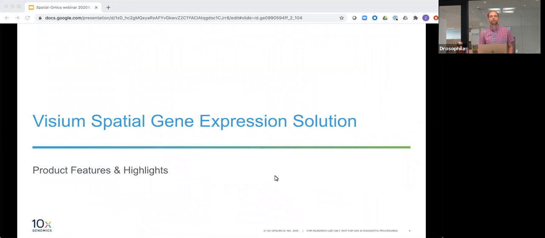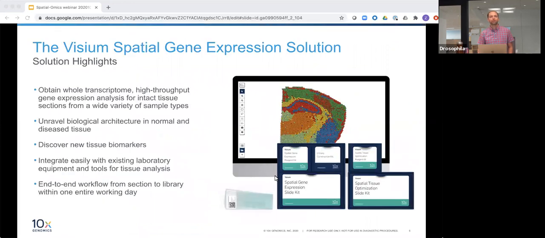So what is the Visium spatial gene expression solution? At a very high level, you can use this to obtain whole transcriptome, high throughput gene expression analysis of intact tissue sections from a wide variety of sample types. And I'll have a slide in a little bit that tells you some of the sample types we've validated in-house, although it's certainly not limited to that list. There's a lot of things you can do with this that we haven't even looked at yet. It allows you to unravel biological architecture in normal and diseased tissues, discover new tissue biomarkers, and we've got an interesting paper I'll highlight a little bit looking at that in the brain.